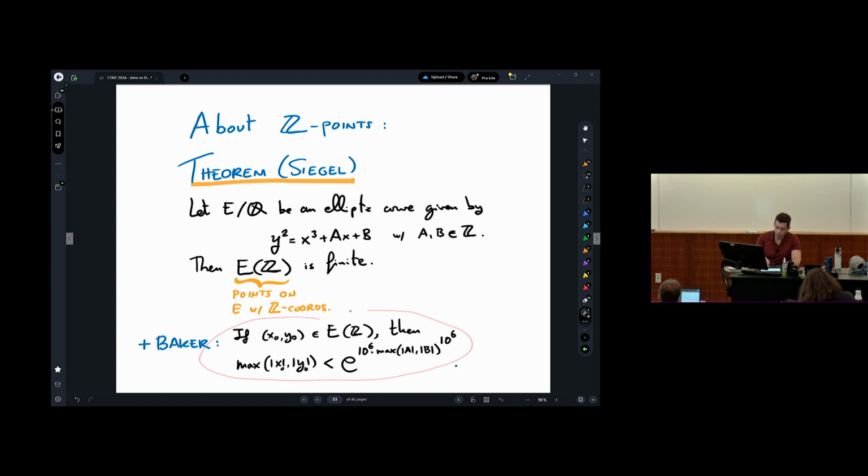Baker tells you there is a bound, but look how bad that bound is. Jesus. It tells you that the maximum of a coefficient of an integral point is e to the 1,000,000 times the maximum of a and b to the 1,000,000th power. It's gigantic. It's completely useless as a bound. But still, the work was groundbreaking, and this was part of the reason why Baker got a Fields Medal. The fact that there is an explicit bound is very shocking, even though it's useless.